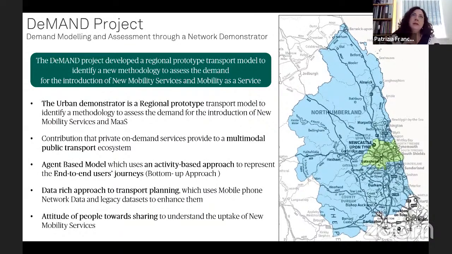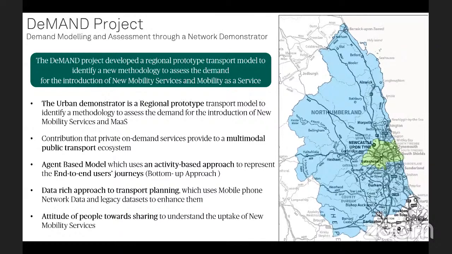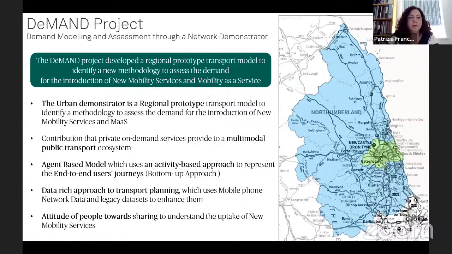The main characteristic of this model is being able to represent the contribution that private on-demand transport has on a multimodal public transport network. The demonstrator is based in the Northeast, purely because there is a strong attitude towards public transport there. They have the highest bus patronage in the entire North. They have a very good underground service, a pervasive bus network, and the lowest car ownership in the UK. So their attitude towards innovative schemes and public transport is pretty much open.